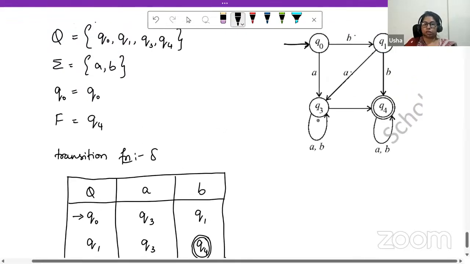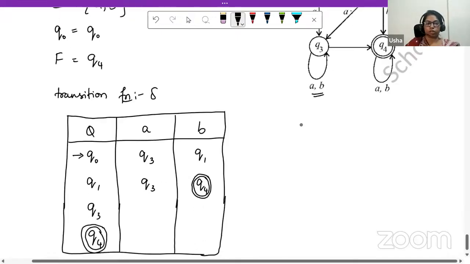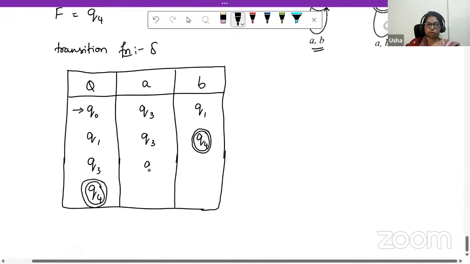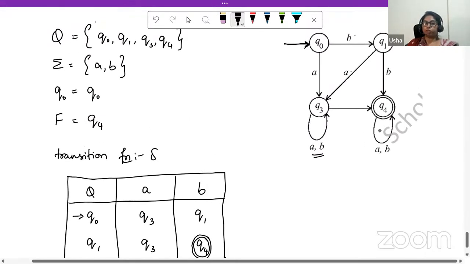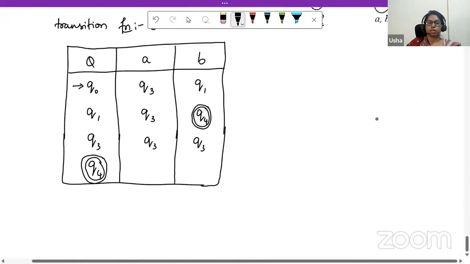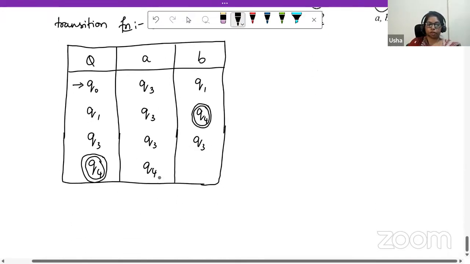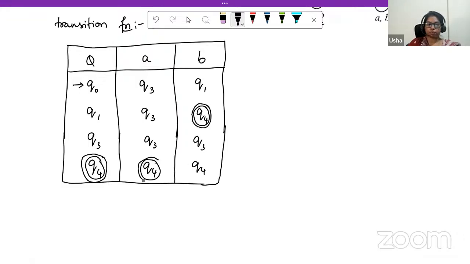Next from Q3. From Q3, A and B both remain in the same state Q3. So from Q3, whether it is A or B, it will remain in Q3 only. Next, from Q4, both A and B will remain in the same state Q4. Q4, Q4. Just write this double circle. This is a transition function. Understood how to write all these things?